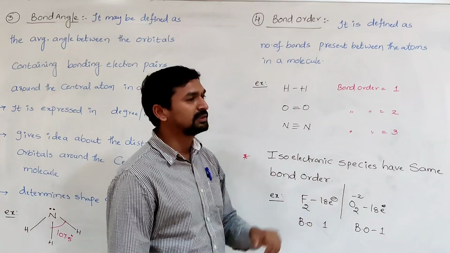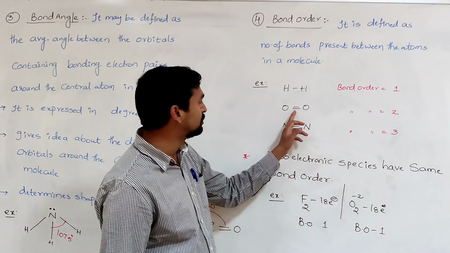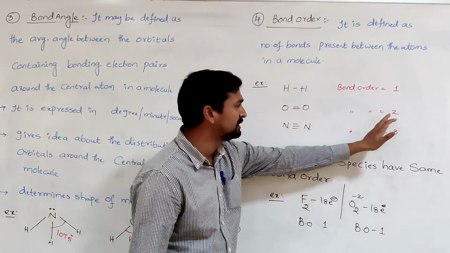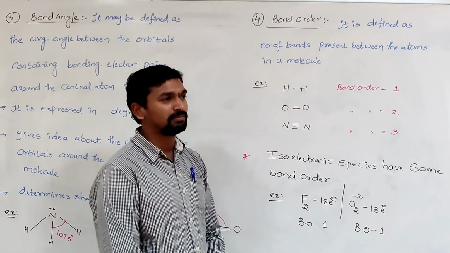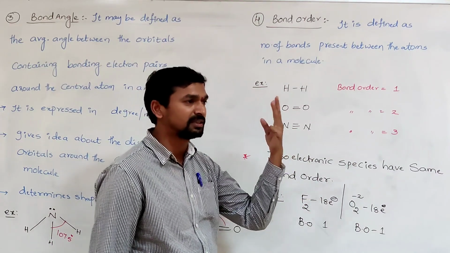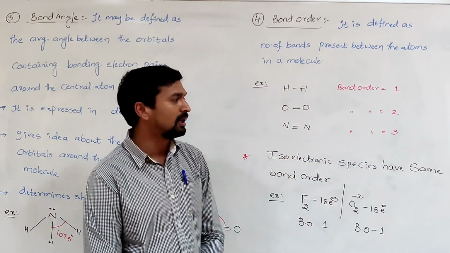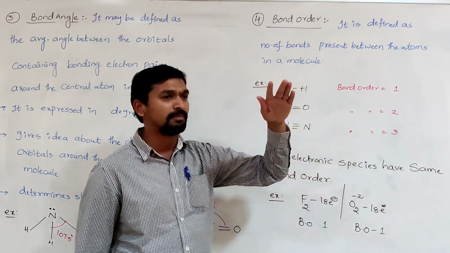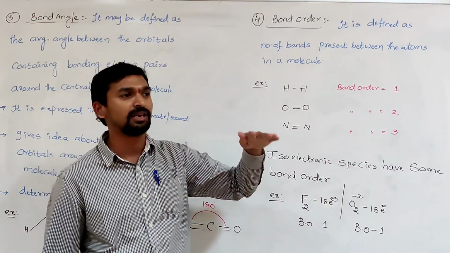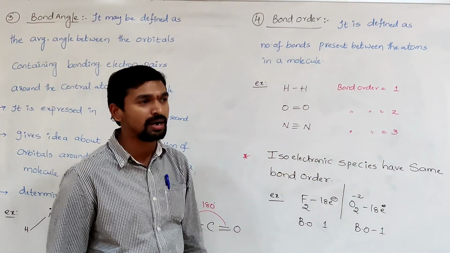Between oxygen and oxygen in the oxygen molecule, two bonds are present. That's why the bond order is 2. In the nitrogen molecule, three bonds are present between the two nitrogen atoms. That's why the bond order of the nitrogen molecule is 3. That means the number of bonds present between two atoms in a molecule is simply called bond order.